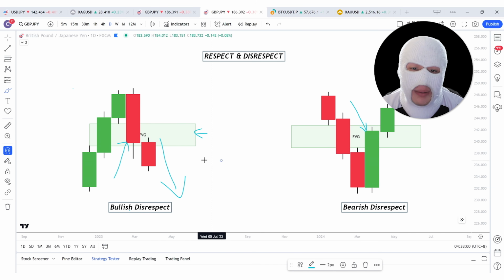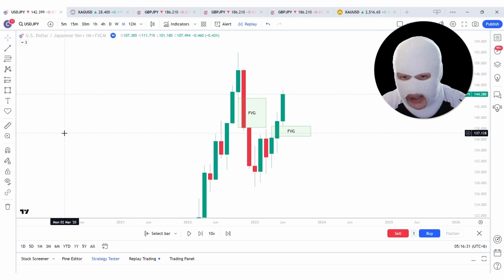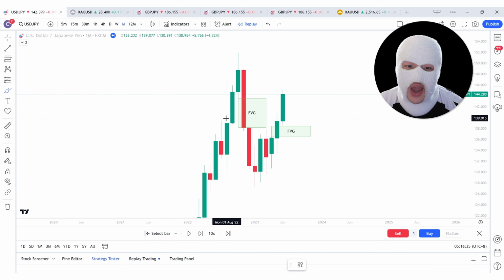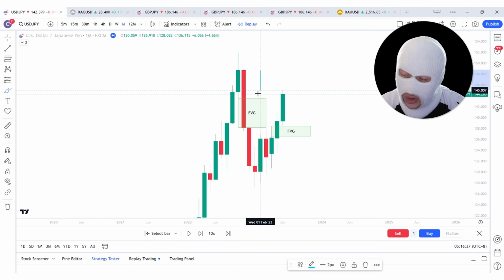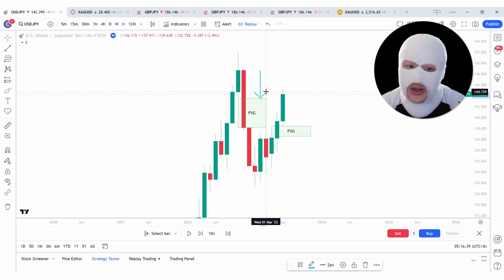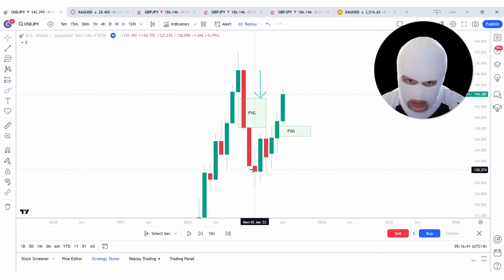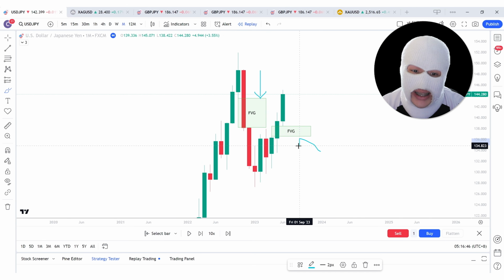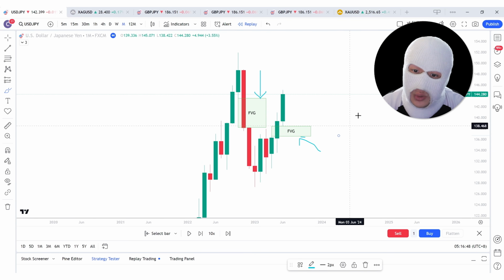Now let's take a look at the monthly chart on the USD JPY. Let's start by marking out some POIs, or points of interest. Here we have the monthly bearish fair value gap right over here, which is signified by the gap created by the first and the third candles, and the monthly bullish fair value gap right over here, which is signified by the gap created by the first and the third candle right over here.